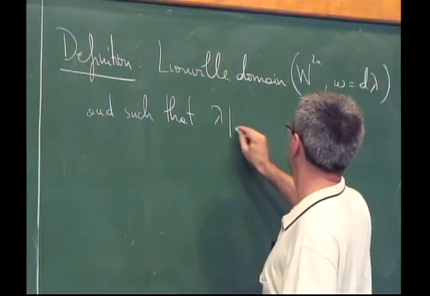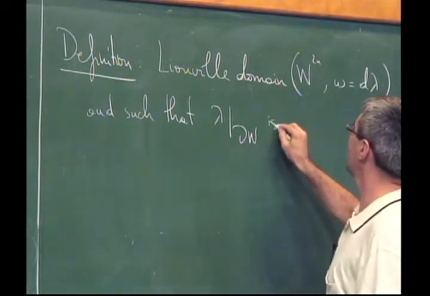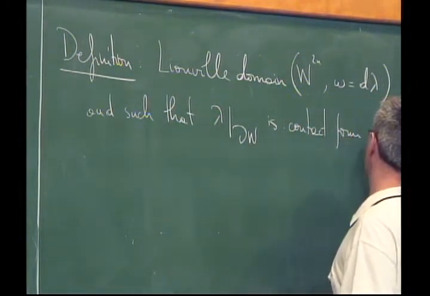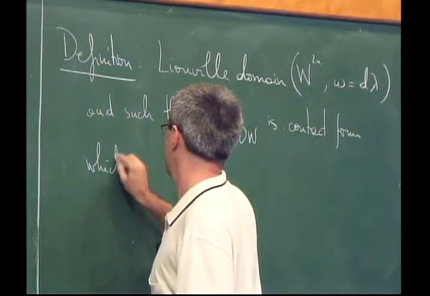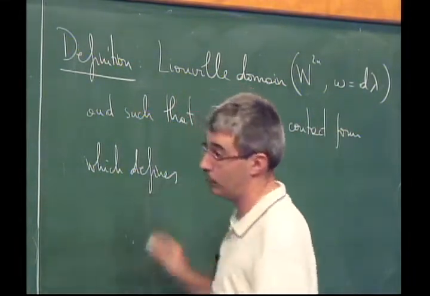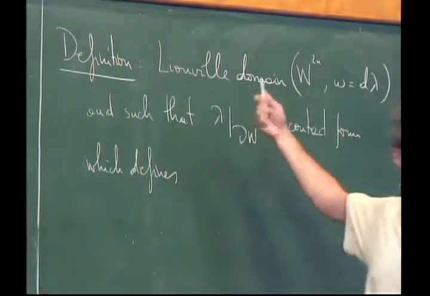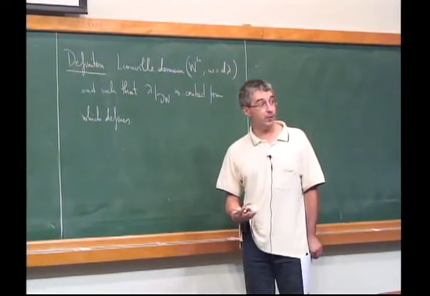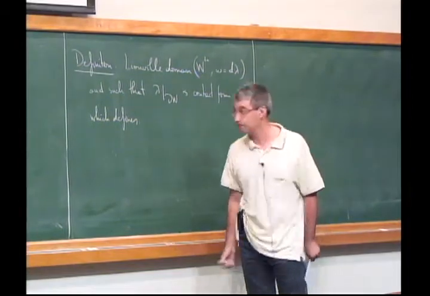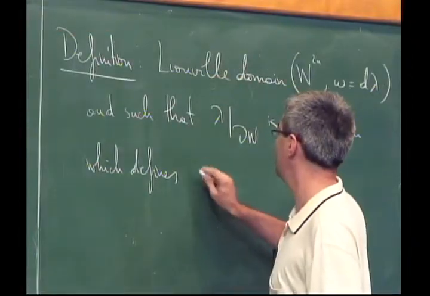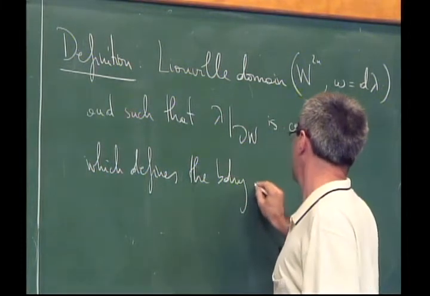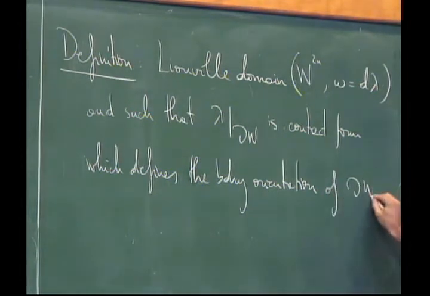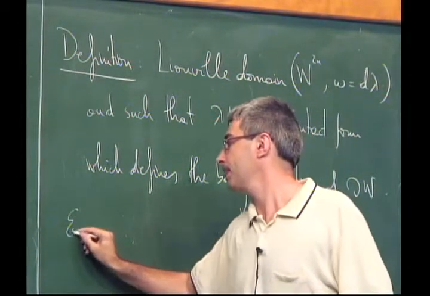lambda restricted to the boundary of W is a contact form. Contact form means lambda exterior d lambda to maximal power is non-zero, so in particular it defines a volume form on the boundary, and I want this volume form to define the same orientation as the boundary orientation of dW.